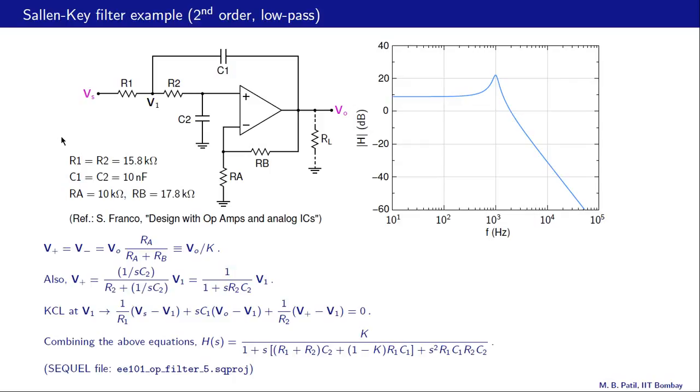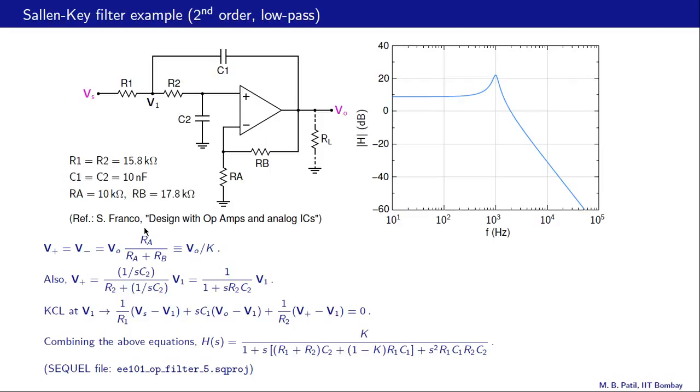There is a class of filters called Sallen-Key filters, and here we will only take a look at one of those, a second order low pass filter. The circuit is given here and the component values are also given here, and the circuit is taken from this book by Franco again.